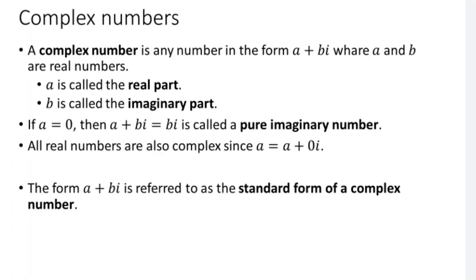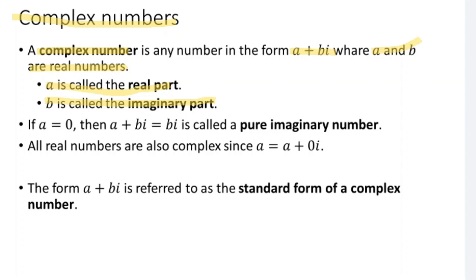From imaginary numbers, we can build a new number system that we're going to call complex numbers. A complex number is any number in the form of a plus bi, where a and b are themselves real numbers. a is referred to as the real part, and b, since that is being multiplied to i, we're going to call the imaginary part.